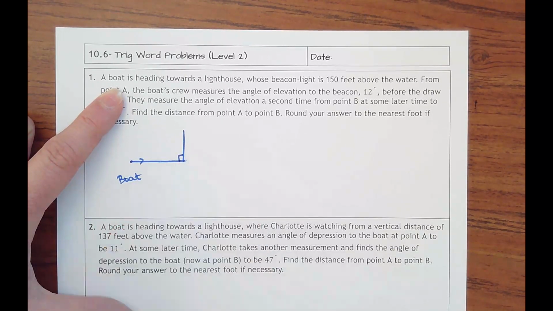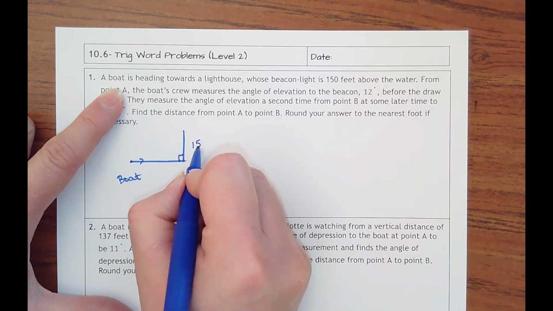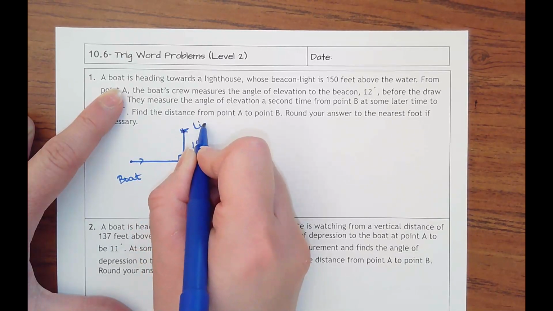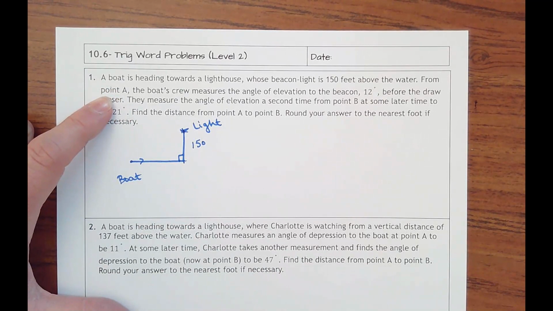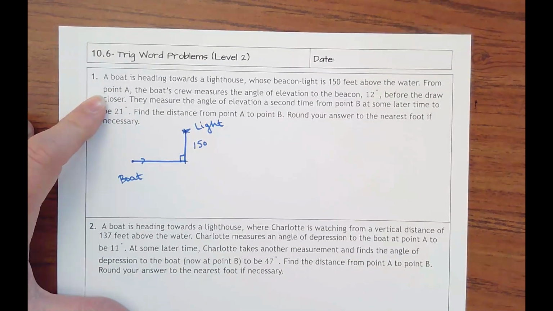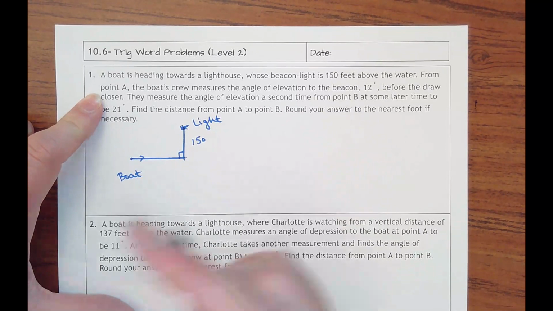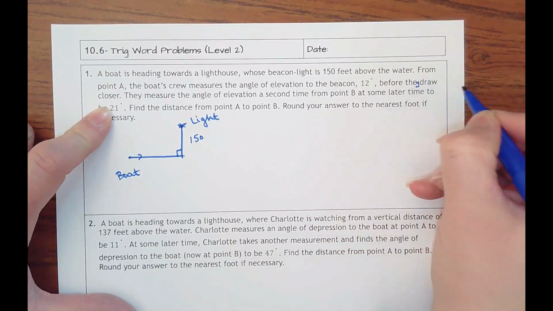Here's my 90. Whose beacon light, so that just means the light up on top of the tower, is 150 feet above the water. So that's my vertical. Water, light. From point A, the boat's crew measures the angle of elevation to the beacon to be 12 degrees. That should say before they draw closer.